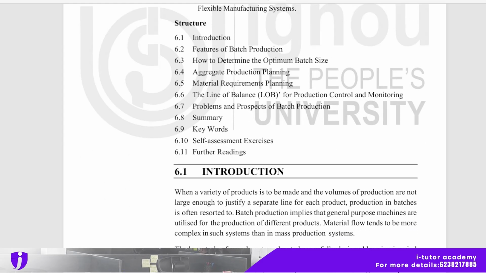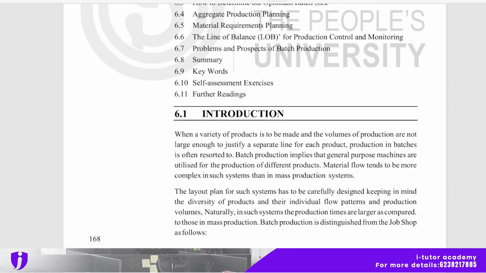The structure of this unit is: there is an introduction, features of batch production, how to determine the optimum batch size, aggregate production planning, material requirement planning, the line of balance, that is LOB, for production control and monitoring, problems and prospect of batch production, summary, keyword section, and self-assessment exercises also there.